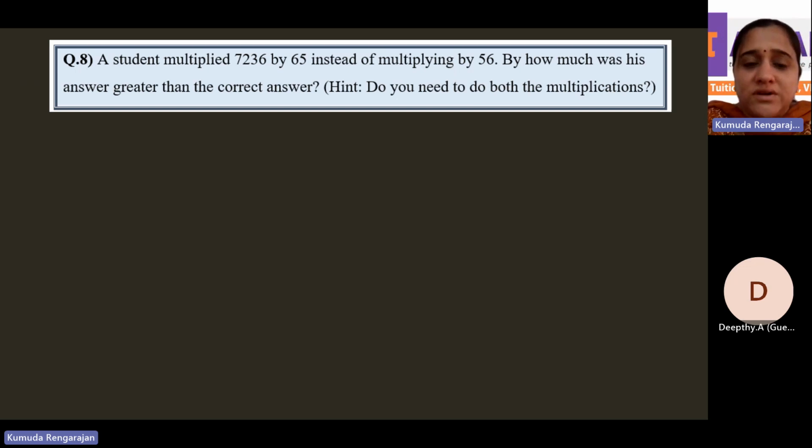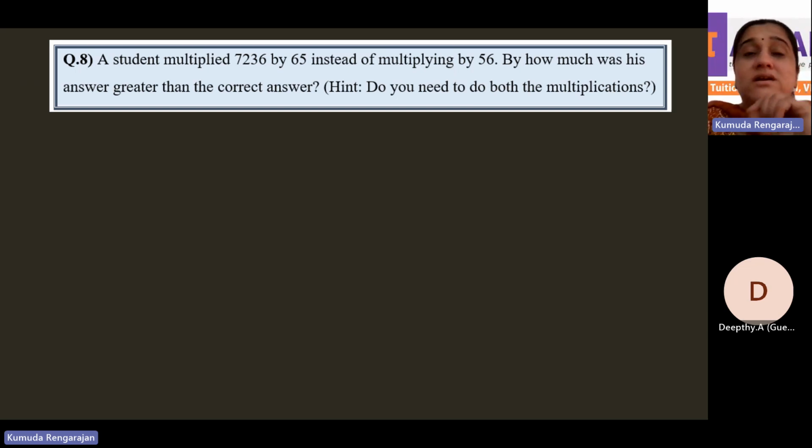A student multiplied 7,236 by 65 instead of 56. So the correct number is 56, by mistake 65. Okay. By how much was his answer greater than the correct answer? Well, it will be greater, no? Because you have to multiply by 56, but by mistake you've taken 65. So your new product, meaning your incorrect product, is more than the correct product, correct?